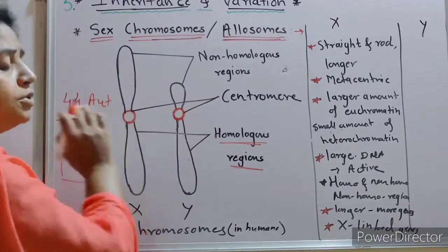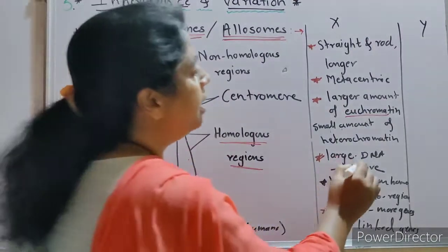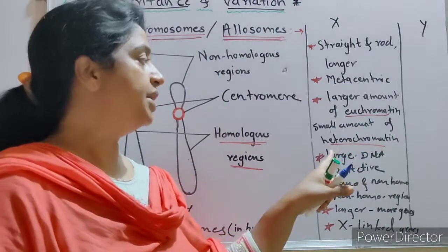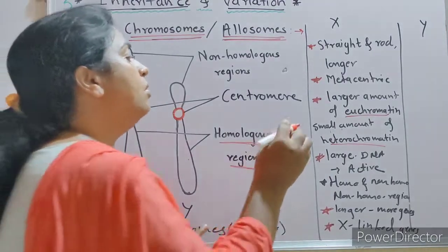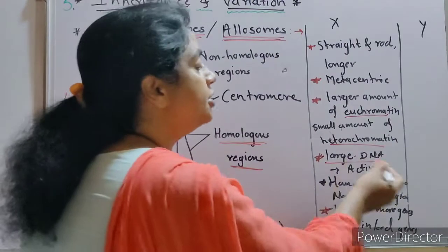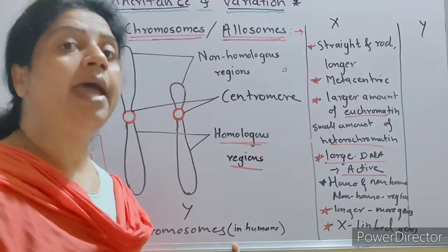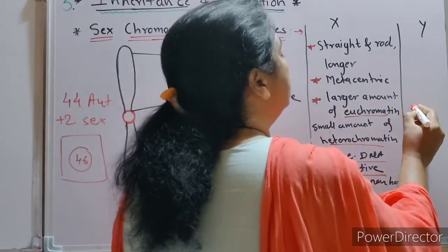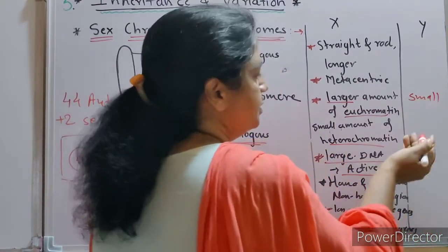Here, this X chromosome has a large amount of euchromatin and a small amount of heterochromatin. Euchromatin means extended region and heterochromatin means condensed region. Euchromatin has a large amount of DNA. A large amount of euchromatin means a large amount of DNA, so this X chromosome is genetically active. And the Y chromosome has a small amount of euchromatin.